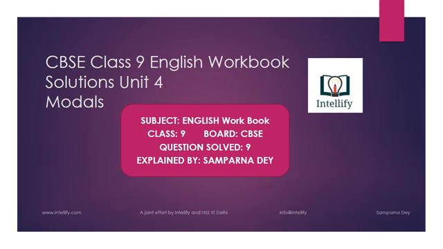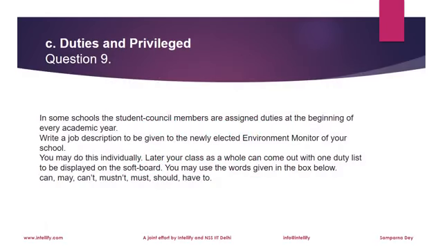CBSE English workbook from the Unit 4 modals. So in section C, duties and privileges, we have question number 9. According to question number 9, in some schools, the student council members are assigned duties at the beginning of every academic year. Write a job description to be given to the newly elected environment monitor of your school. You may do this individually. Later, your class as a whole can come out with one duty list to be displayed on the soft board.